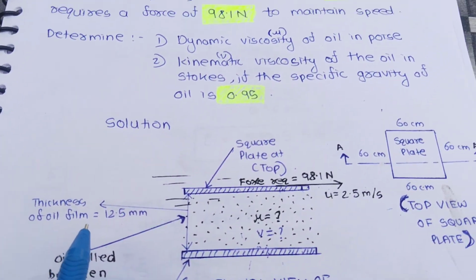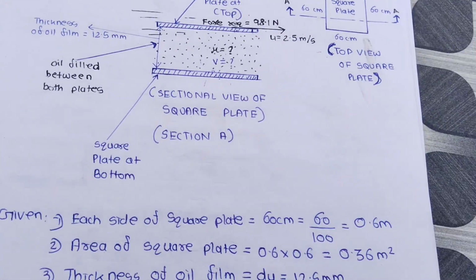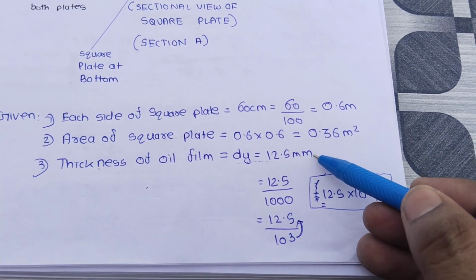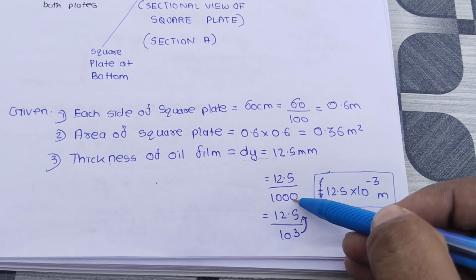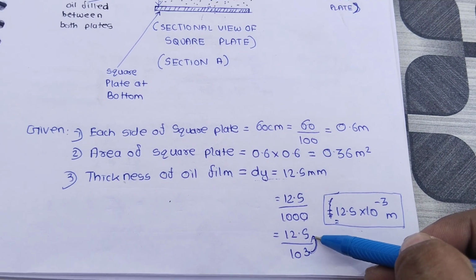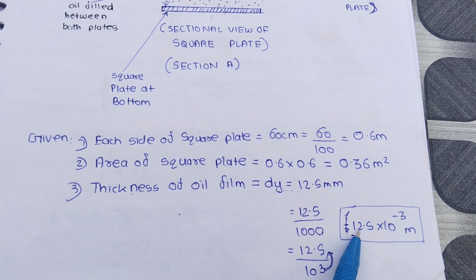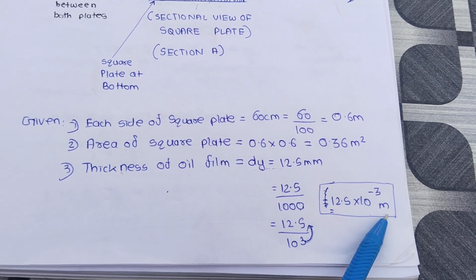The thickness of the oil film given in the question is 12.5 mm. So we have to convert from mm to meter. We divide 12.5 by 1000. 1000 can be written as 10 raised to 3. 10 raised to 3 will come in the denominator, so we can write this as 12.5 into 10 raised to minus 3 meter.